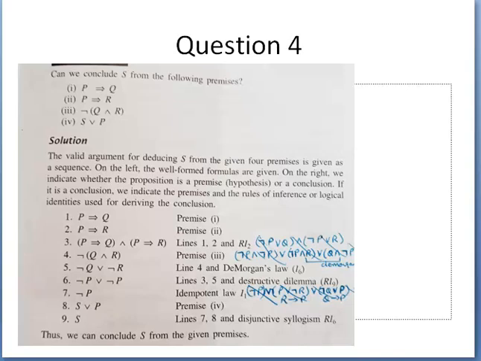Hello friends, we will discuss another question of destructive dilemma and disjunctive syllogism, which I have taken from the KLP Mishra book. The question says that we have to prove that S is true, and we are given the premises: P implies Q is true, P implies R is true, negation of Q or negation of R is true, and S or P is true. Using these premises, we have to prove that S is also true.